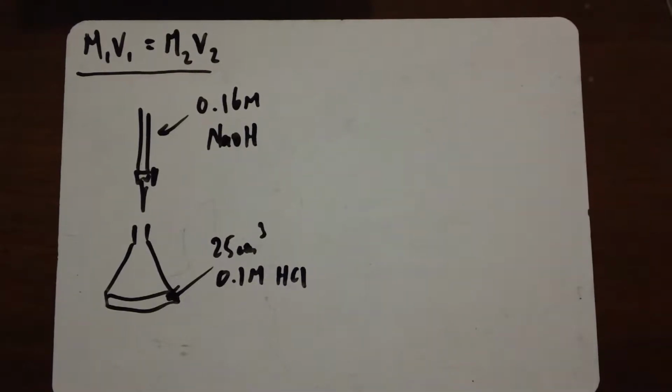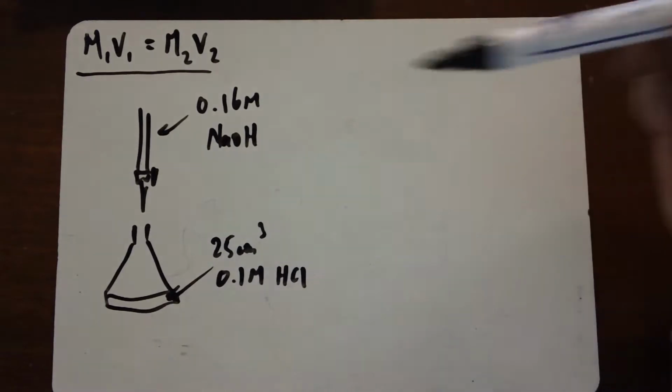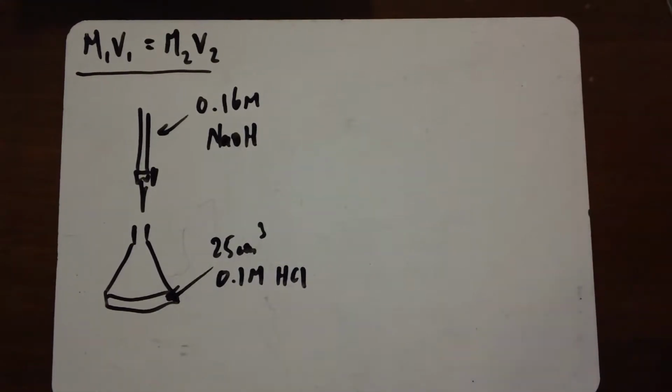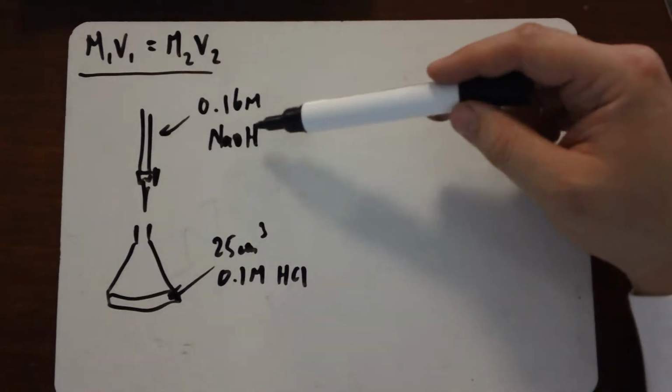So traditionally what we would do now is we would calculate the number of moles of known, we would look at the stoichiometry of the reaction, we would then determine the number of moles of unknown, and then we would use n = mv/1000 to then calculate the concentration of the unknown.